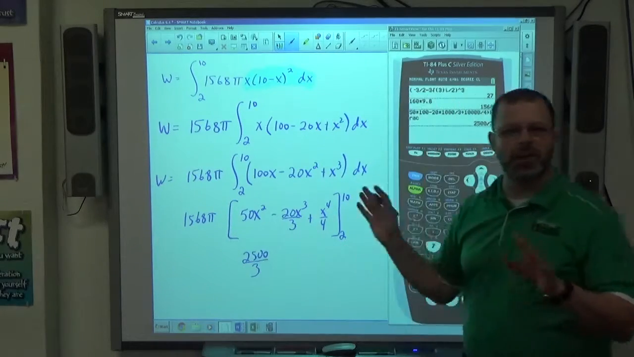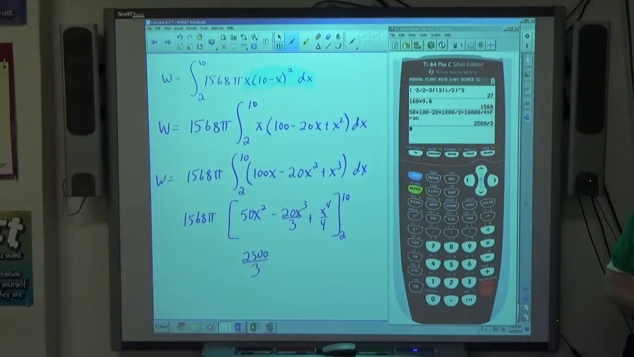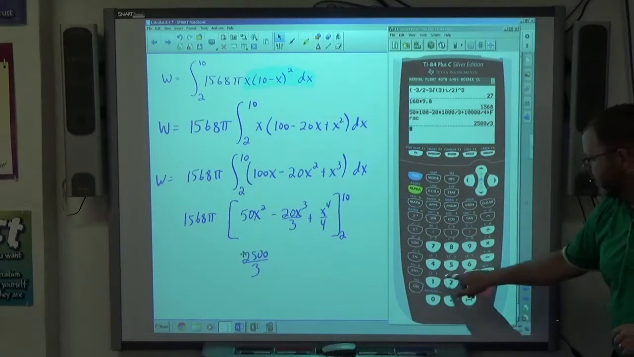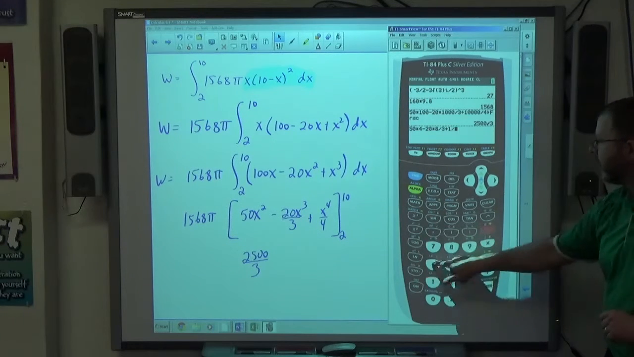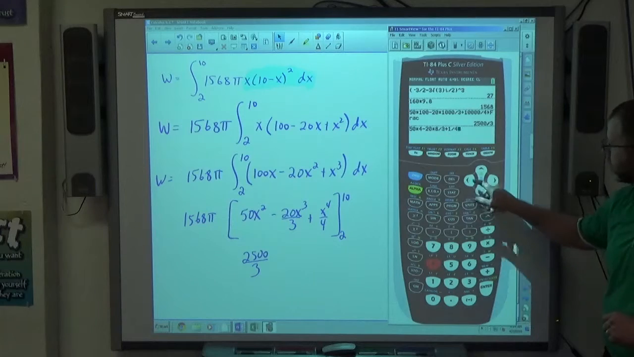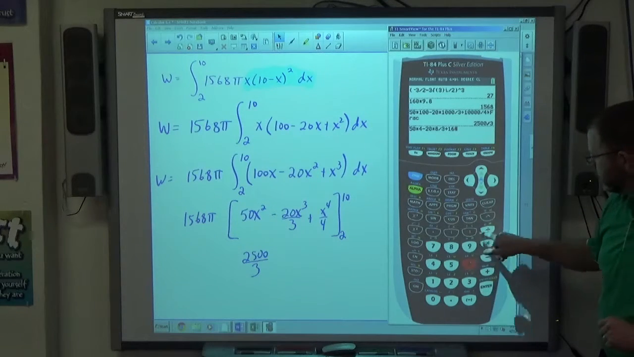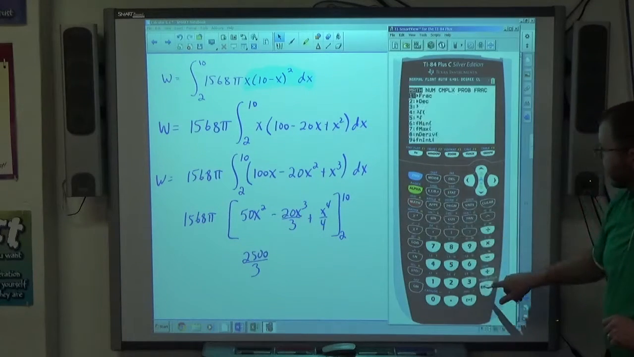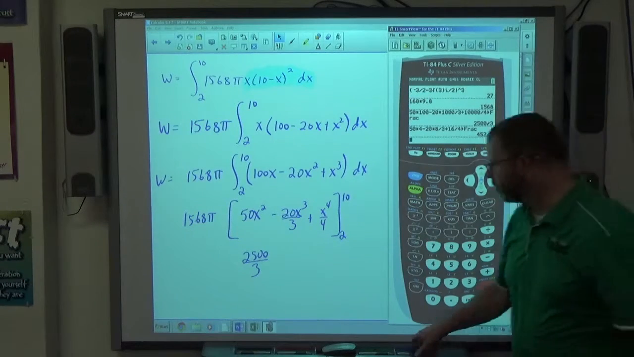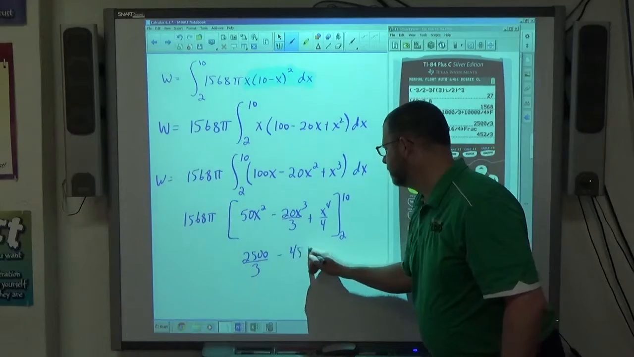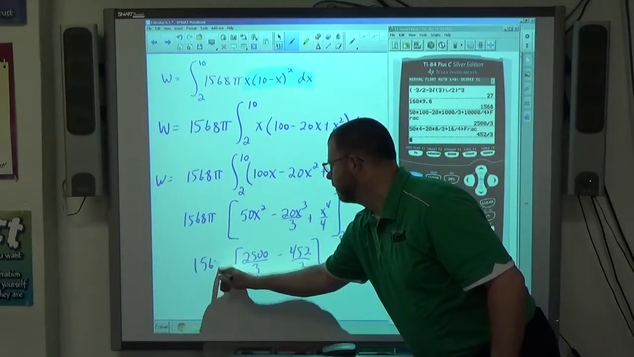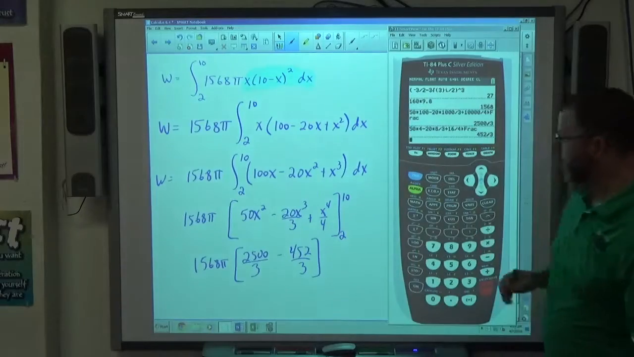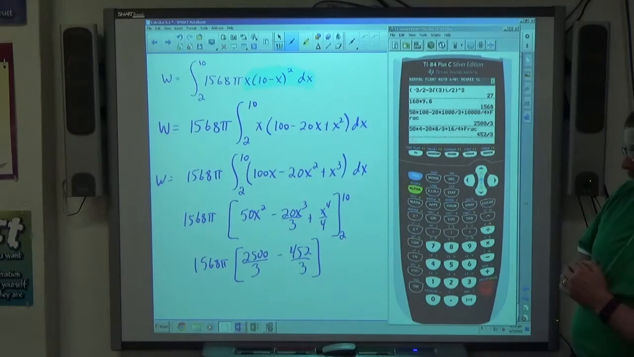If at some point we start getting decimals, that's fine, but I'm going to try to avoid it as much as possible. If I put 2 in, I'm going to get 50 times 2 squared, which is 4, minus 20 times 2 cubed, which is 8, divided by 3, plus 2 to the 4th, 16 divided by 4. Math, frac, enter: 452 thirds. All right, so if I subtract those, I'm going to get 2,048 thirds.